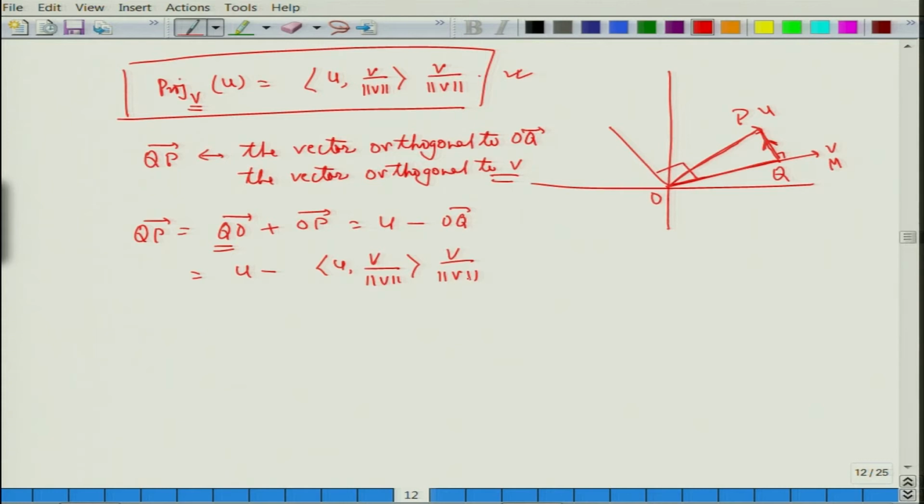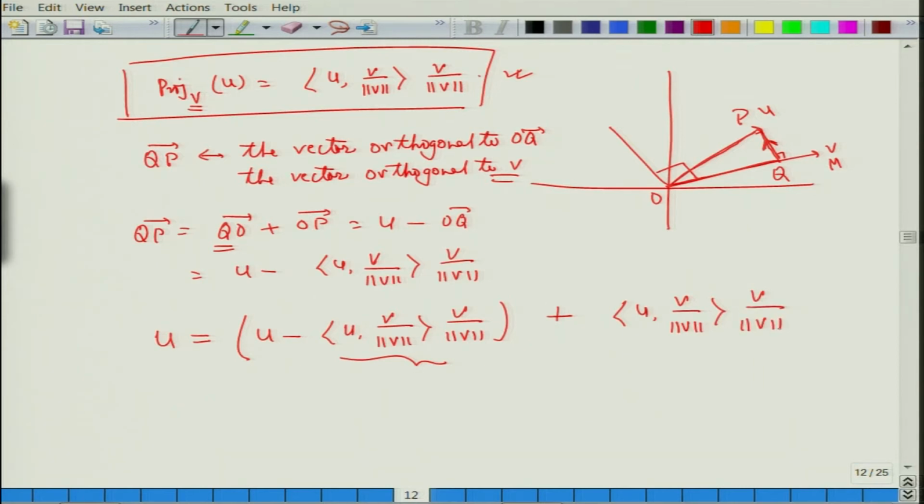Is that okay? So therefore, what exactly we have done is, so let's look at this nicely. So I have got the vector u, I am writing u as u minus u comma v upon length of v, v upon length of v, this is one vector, plus just this part u comma v upon length of v, v upon length of v. Is that okay? So I have got two vectors here. What are the two vectors? This is projection on v, this is orthogonal.